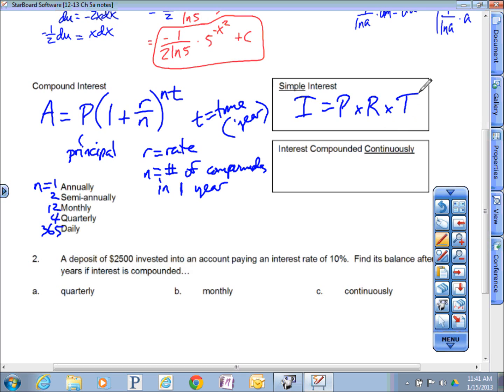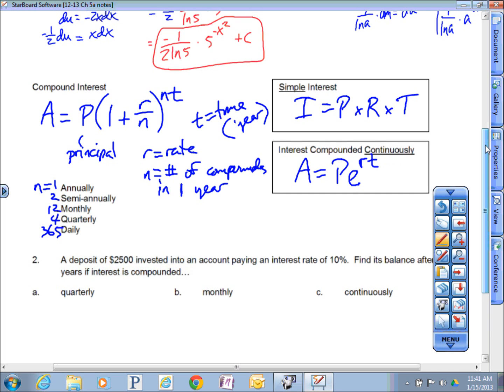Simple interest: I equals P times R times T. If you don't know that and you're in calculus, shame on you. Interest compounded continuously: my final amount, my A, the same A that we have in the compound interest formula, equals P times E raised to the R times T power.